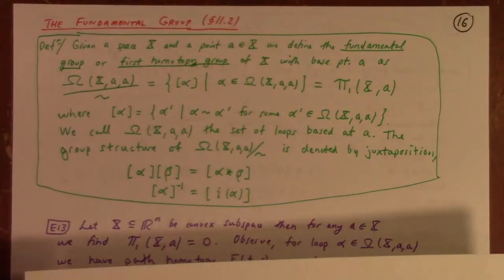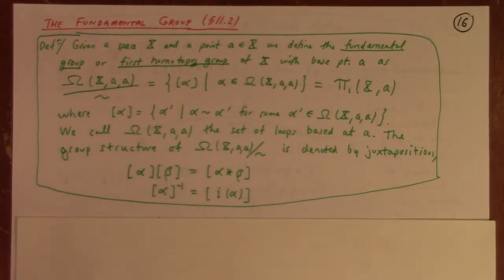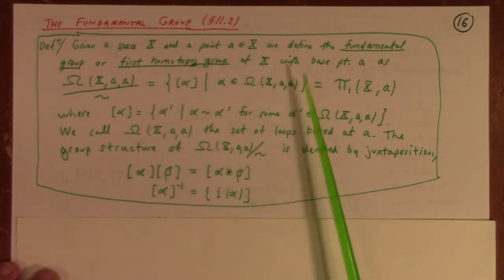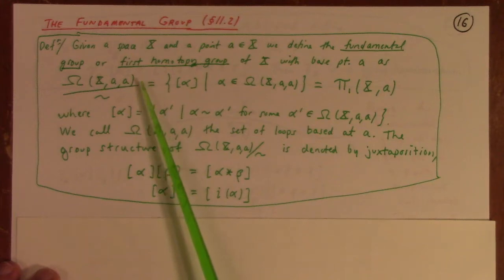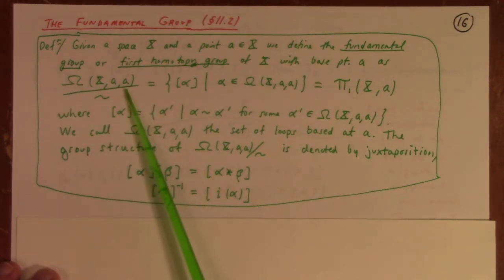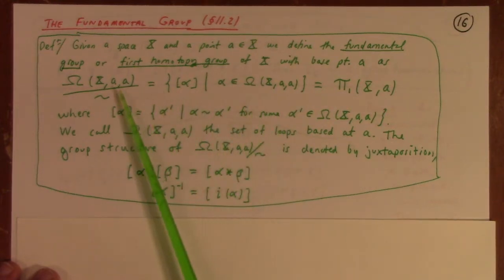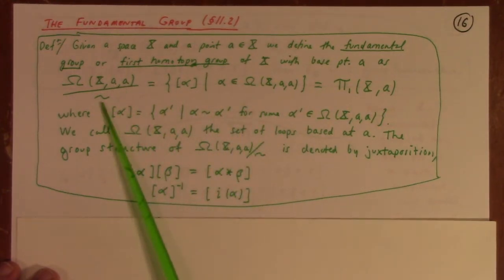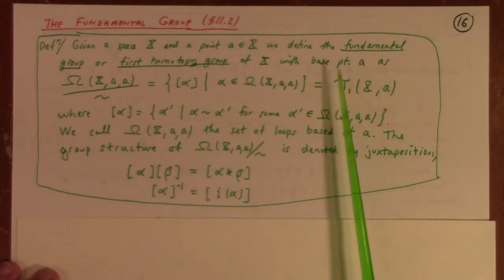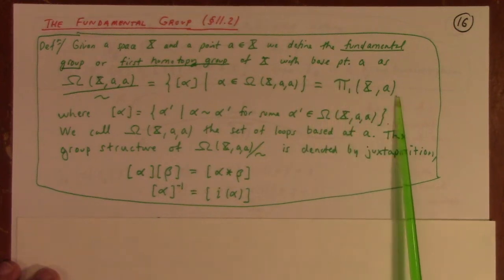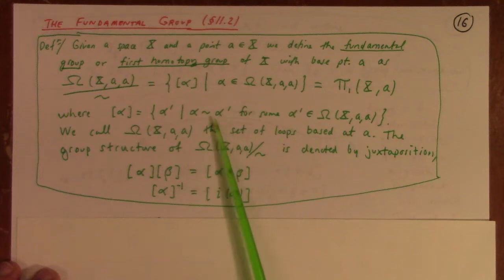Now, how is the fundamental group defined? Well, before we were looking at paths from A to B. Now we're just going to look at loops. A loop is a path that begins and ends at the same point, all right? And if we look at the space of loops at A mod the path homotopy equivalence, well, that is what's called the fundamental or the first homotopy group of X with base point A. Here, this bracket alpha is all loops that are homotopic to the given loop.